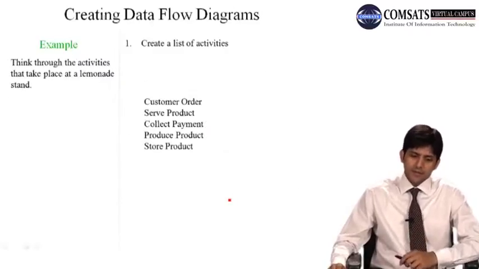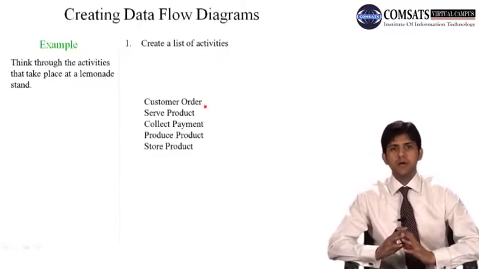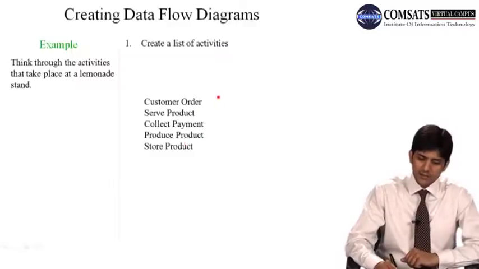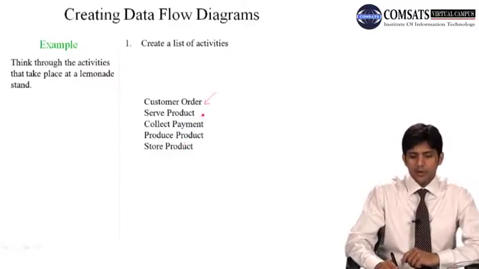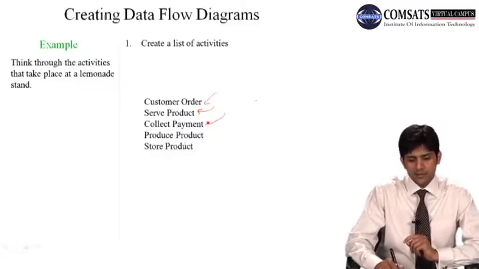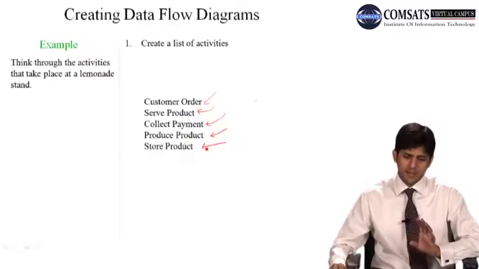So the first step is the activities that would happen at a lemonade stand. Okay, so the first thing that somebody would do, there is a stand, some customer would come in and he would place an order. So this is the first activity that might take place. Then the product will be served to the customer, and then the customer would pay the amount. Okay, and then the product will be produced and the product is stored. So these are the activities that are done at the lemonade stand.